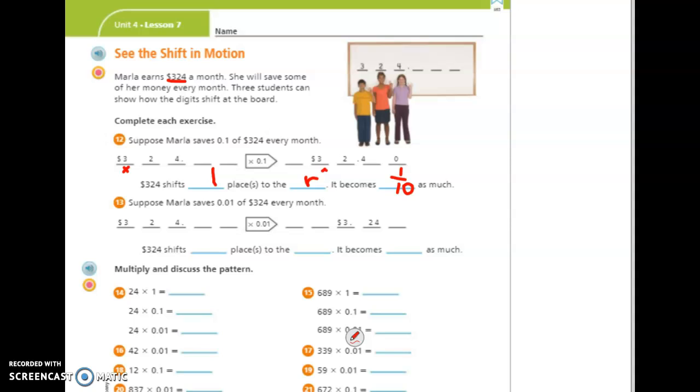Okay, now, like Leon, if she saves 1/100th, and they could have put zeros in here. I don't know why they didn't do that. This is how much she saves. $3.24. So it shifted 2 places. Look where that 4 was in the ones, and now it's over here in the hundreds. It shifted 2 places again to the right, and it became 1/100th as much.